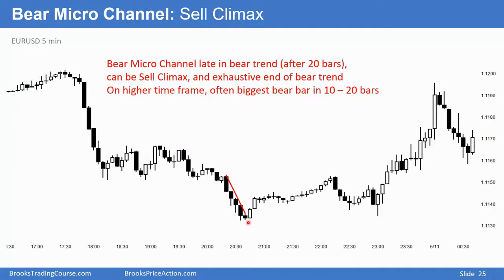A fairly good sell climax. We have 5 consecutive bear bars, much stronger bear trend than this. Trend resumption, breakout, trading range, trend resumption down. And it's a bear microchannel. This high is above that high. This is the start of the bear microchannel, and it lasted about 5 bars. That's a breakout, and when you get a breakout occurring 20 or more bars into a bear trend, that breakout is more likely going to be an exhaustive move, an exhaustion gap, than it is the start of a stronger new bear trend.